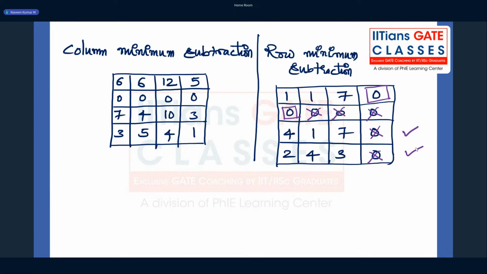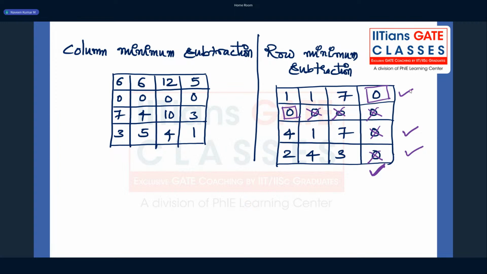If your ticked row is having a 0, then tick the corresponding column. The ticked row is having 0 here, so I'm ticking the corresponding column. Again, for this also, if you're ticking the 0, it is the same tick that is going to happen. And if the ticked column has an assignment, then tick the corresponding row, we're ticking it, right?